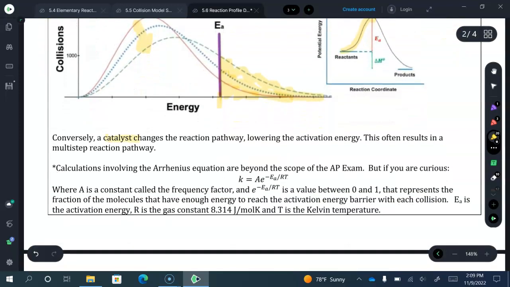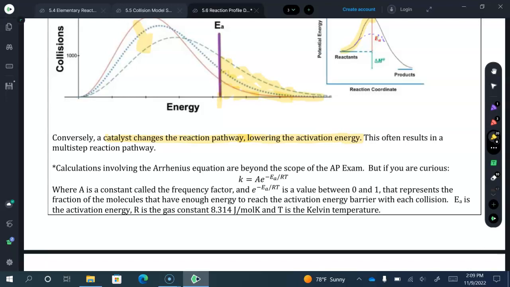Conversely, catalysts change the reaction pathway, right? So they actually make this hill or the hump lower. So they lower the activation energy. This often results in a multi-step reaction pathway. So they change the mechanism, right?